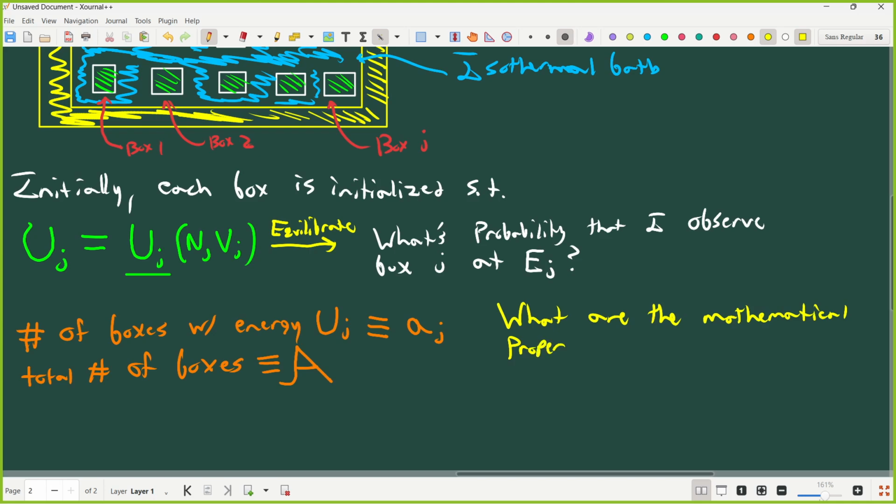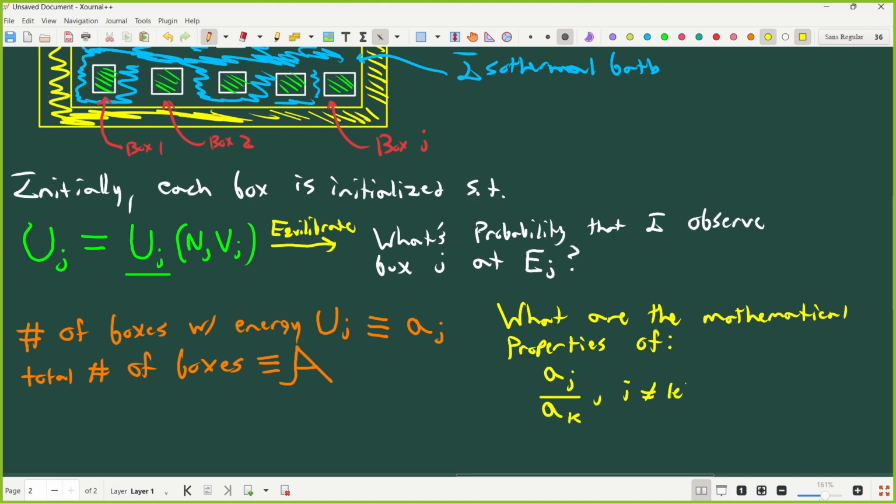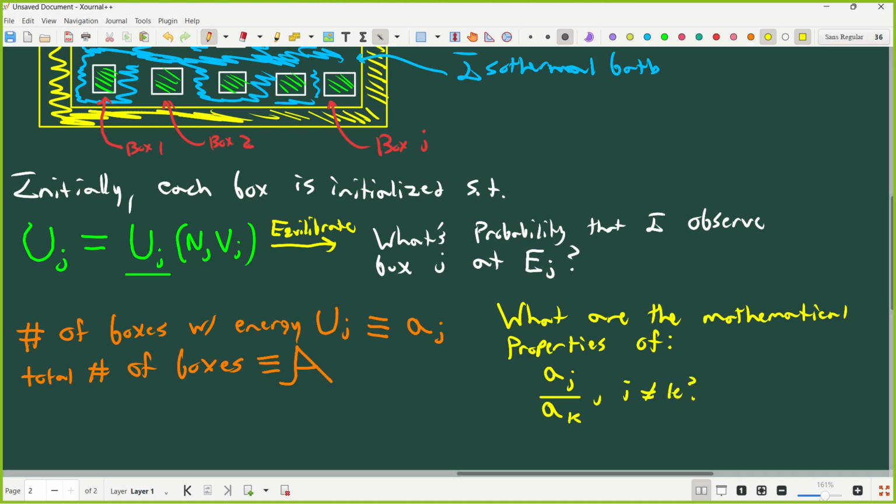Remember, we measure things in differences, relative, so we should take ratios. Absolutes can be very difficult to measure, but relative things can be very easy to measure, of, say, A sub j divided by A sub k for different j and k, j not equal to k. So we have two different energies, and we want to say, well, how many more boxes have energy j versus energy k? Maybe energy k is 0. We want to see how many boxes have energy relative to the number of boxes that don't have any energy in them. Maybe something like that.